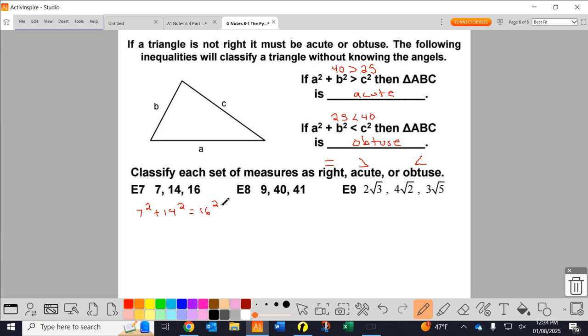So 7 squared we said was 49. I even know 14 squared is 196 because we've done it so much today. What's 16 squared? 256. Okay, add 49 and 196. 245. Okay, now 245 does not equal 256. What is 245 compared to 256? Is it greater than or less than? Less than. And if it's less than, what kind of triangle does this make? Obtuse. An obtuse triangle. Perfect.